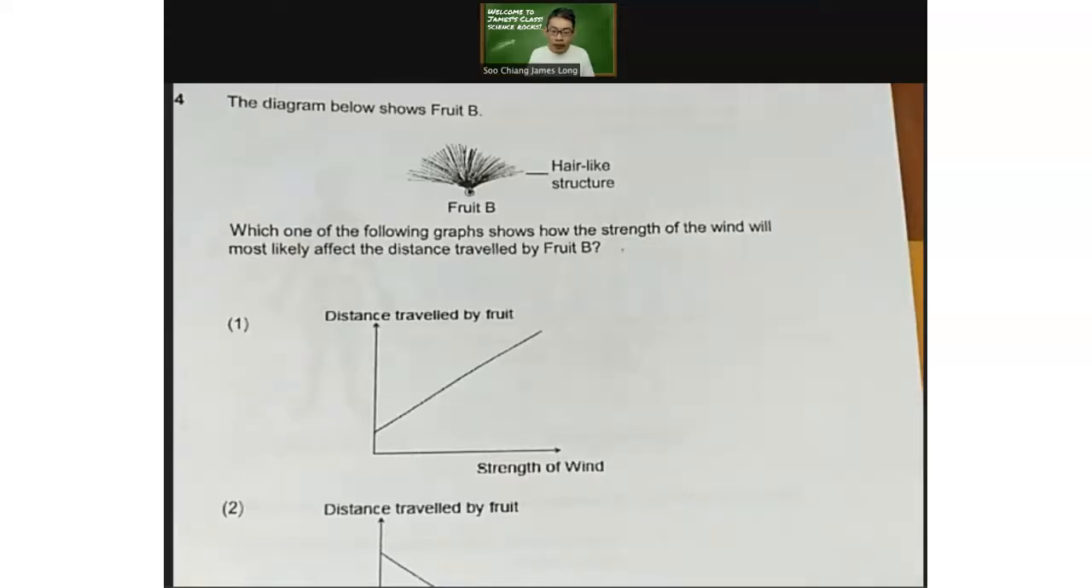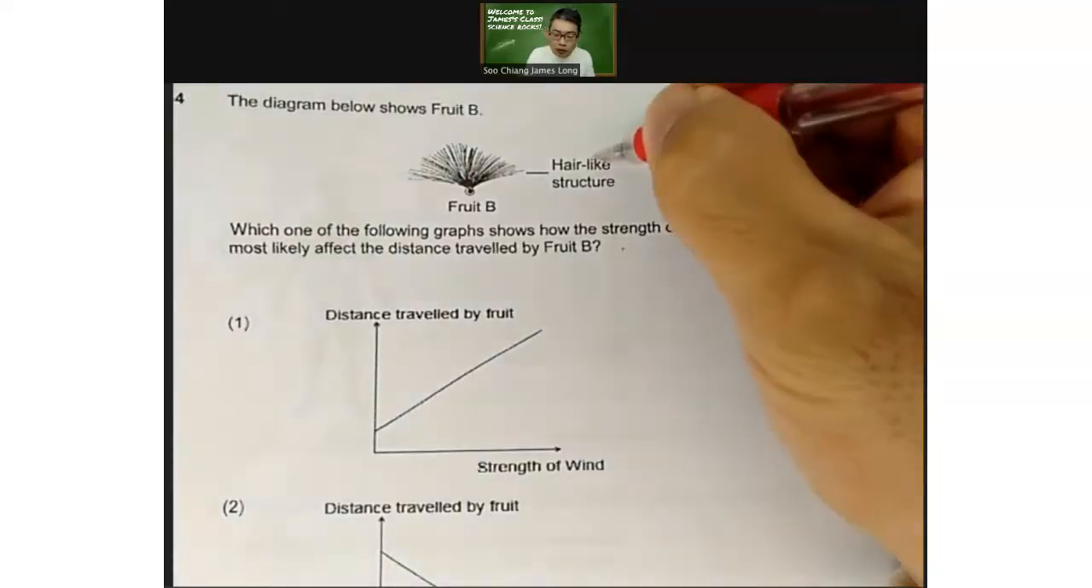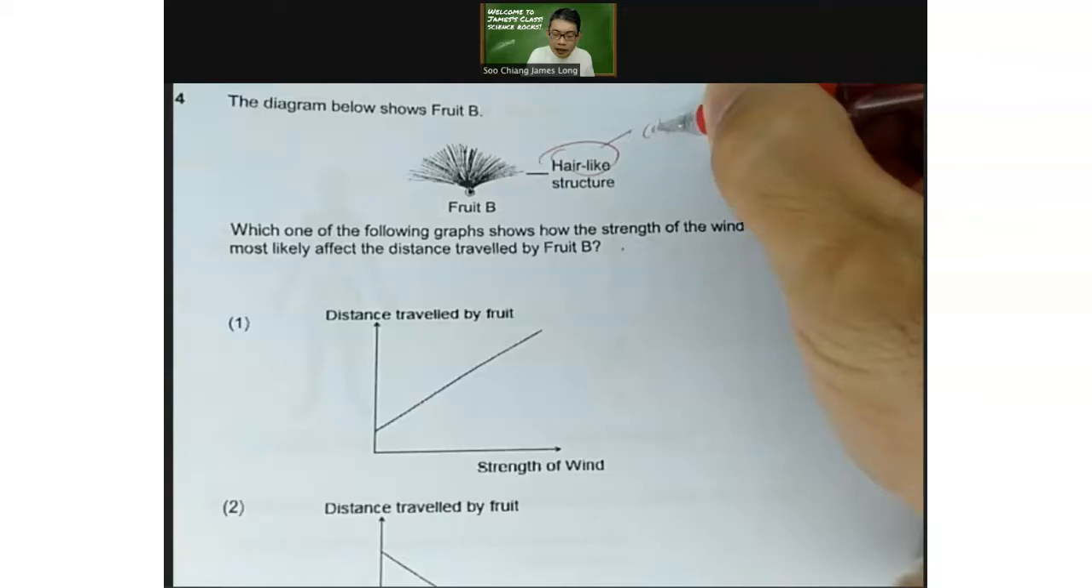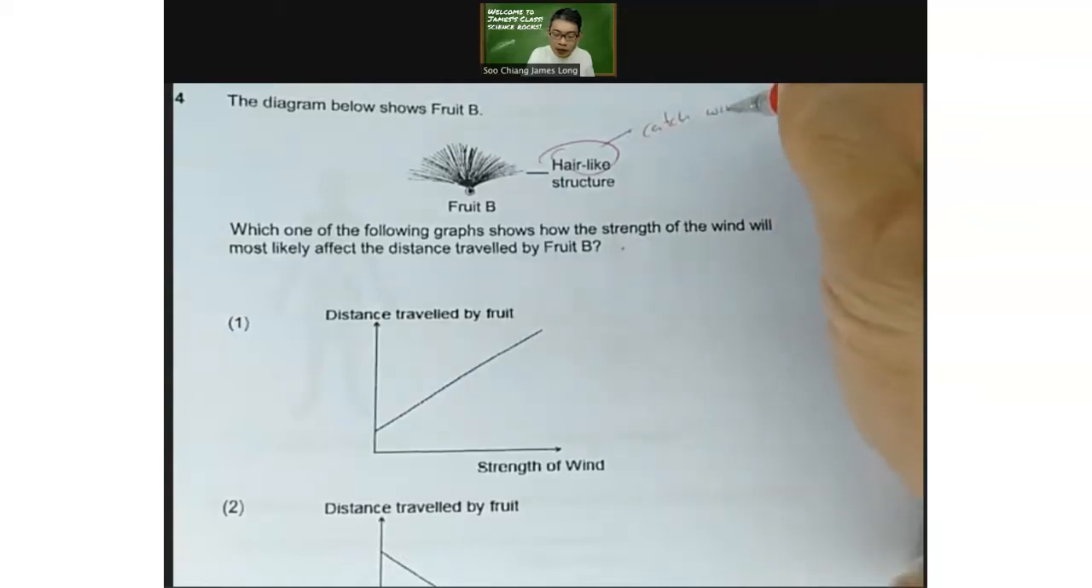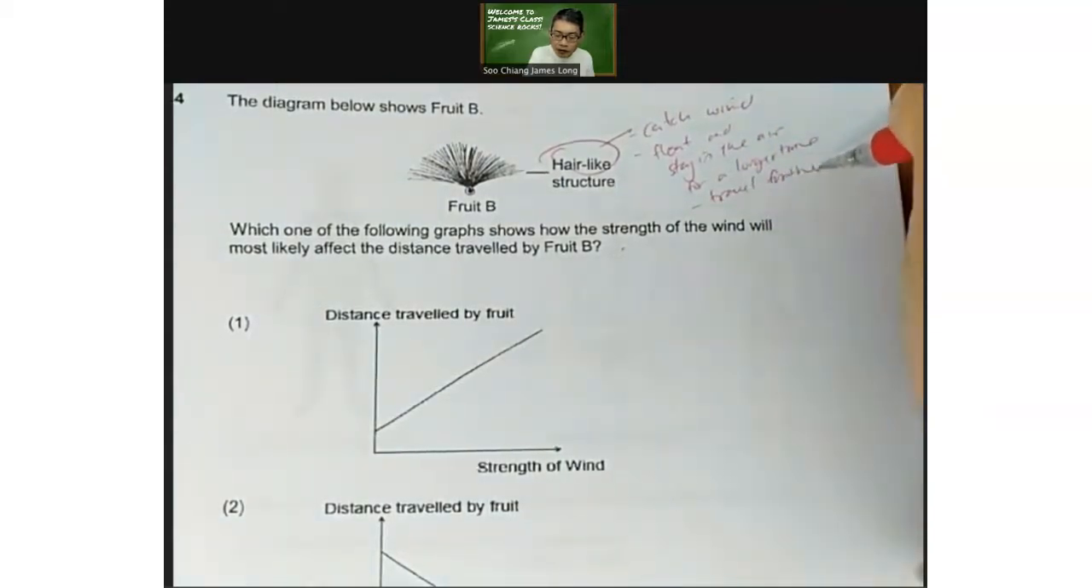Okay, welcome back. The diagram shows fruit B. Which of the following graphs shows how the strength of the wind will affect the distance moved by fruit B? So this hair-like structure always tells you it's there to catch the wind, so it can float and stay in the air for a longer time. Why? So it can travel further.